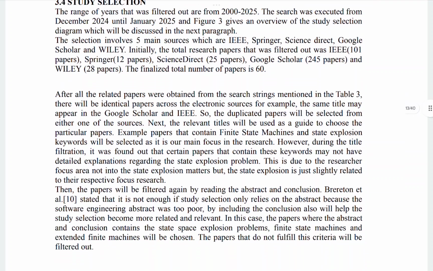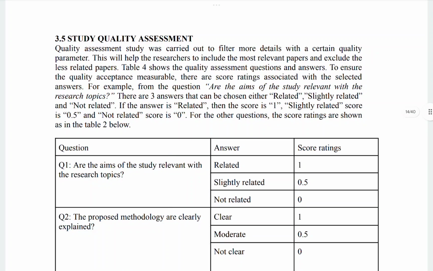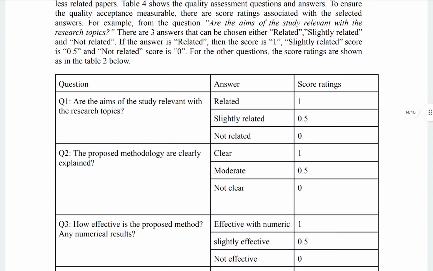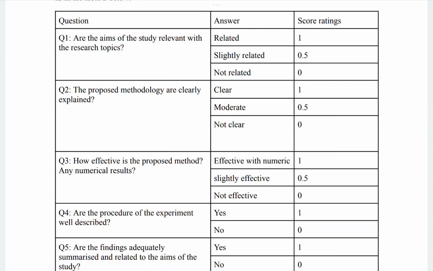After all the papers are obtained from the search strings, we go to the study quality assessment, where we want to make sure the papers we choose are really related and relevant to our topic. From there, we put in some quality questions to filter. Question number one: is the aim of the study relevant to the research topic? Question two: is the proposed methodology clearly explained? Question three: how effective is the proposed method?